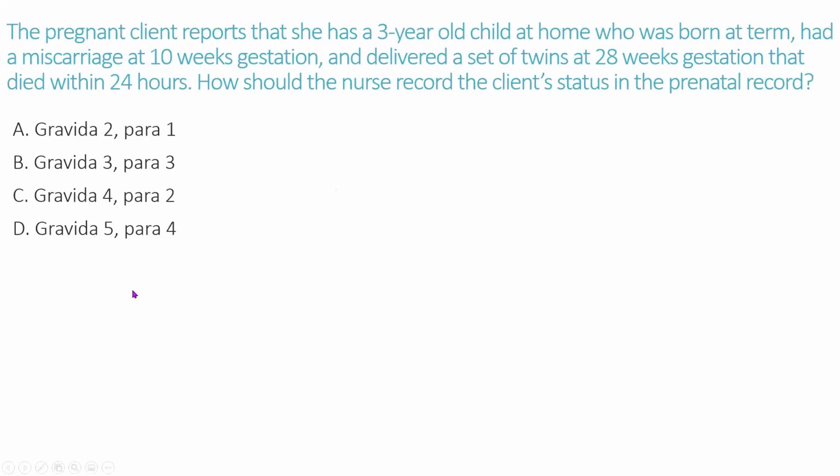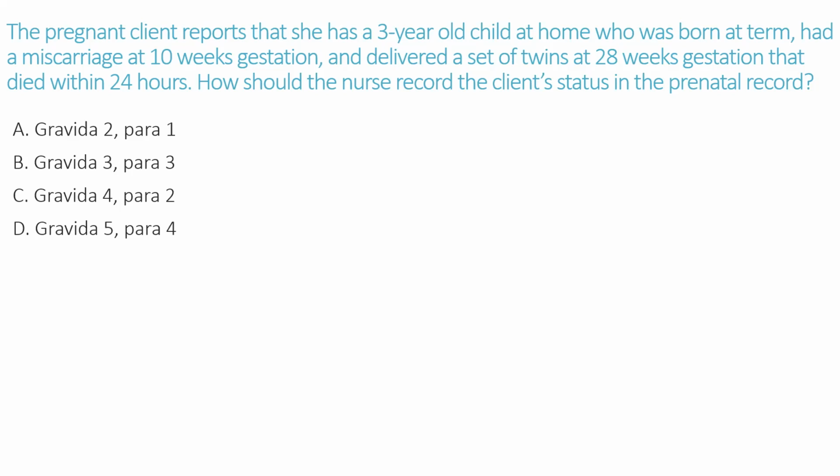Moving forward. We have a pregnant client coming to the clinic. She had a miscarriage at 10 weeks. She has a 3-year-old at home. The child at home was born at term. She delivered a set of twins at 28 weeks, who died within 24 hours. How would this be documented in the prenatal record?